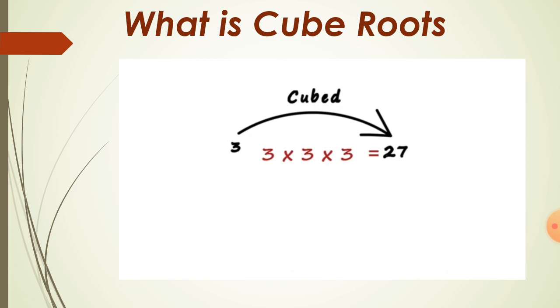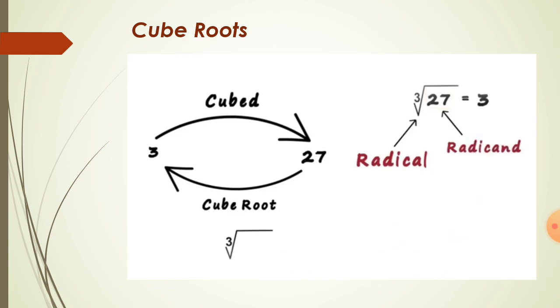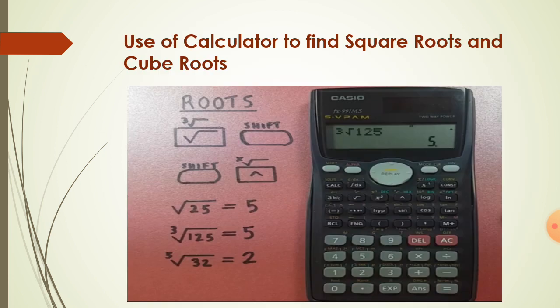What is cube root? 3 cubed is 27. What does it mean? That 3 is going to be multiplied 3 times. 3 3s are 9. 9 3s are 27. It is also like a circle, as it was in the square roots. 3 cubed is 27 and 3 is the cube root of 27. It also has the same radical, and the radicand is 27 or any number.